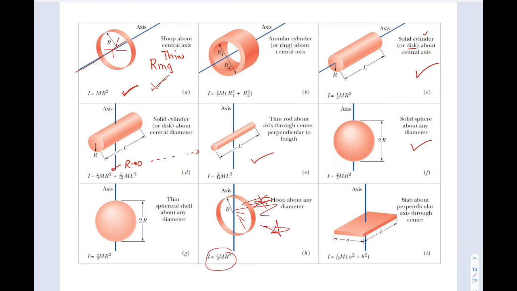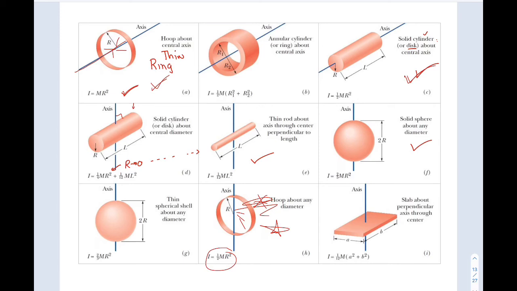So a hoop. Where's the disc? Hoop. Disc. And it doesn't matter if you call it a cylinder or a disc. So a disc about that axis passing through the center of mass. This is also a disc or a cylinder, and the axis does go through the center of mass, but it's a different orientation. So that's totally different.